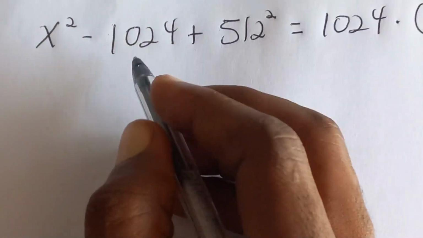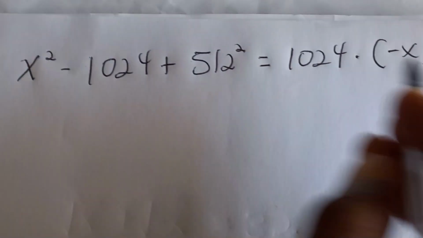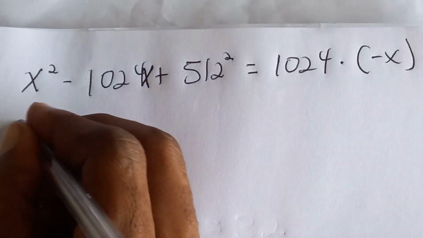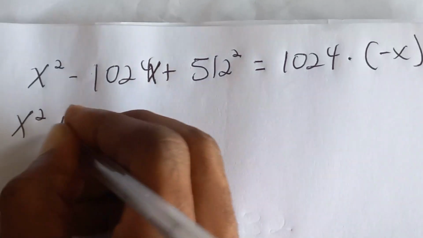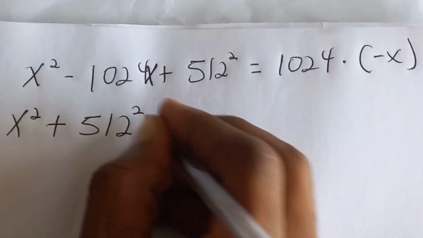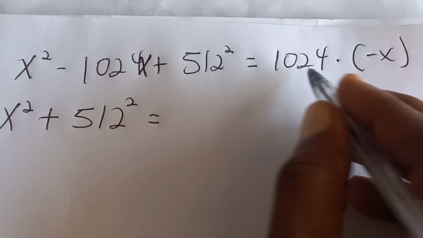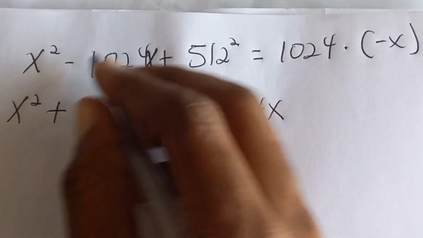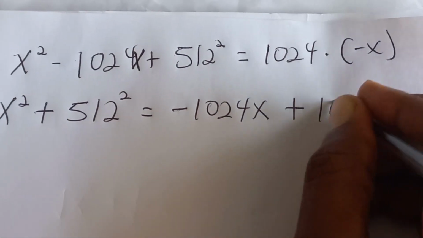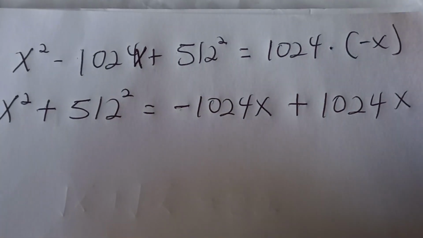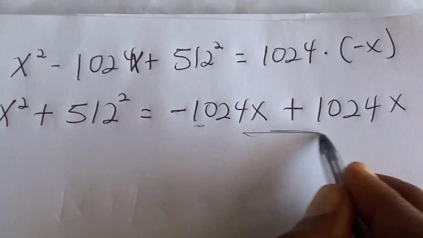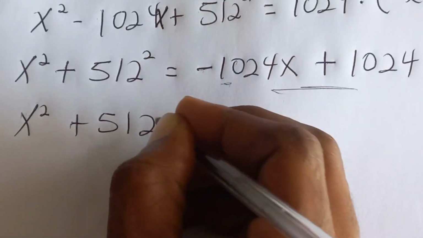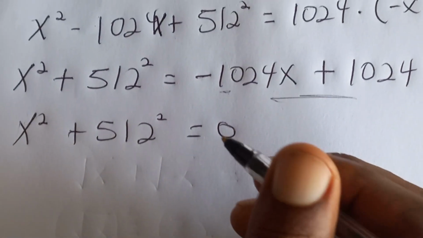In this case, you can send this to the other side. So now you can say that x squared plus 512 squared is equal to negative 1024x, and when you send this over here, you're going to get plus 1024x. So now you know that this side is going to give us 0. So you say that x squared plus 512 squared is equal to 0.